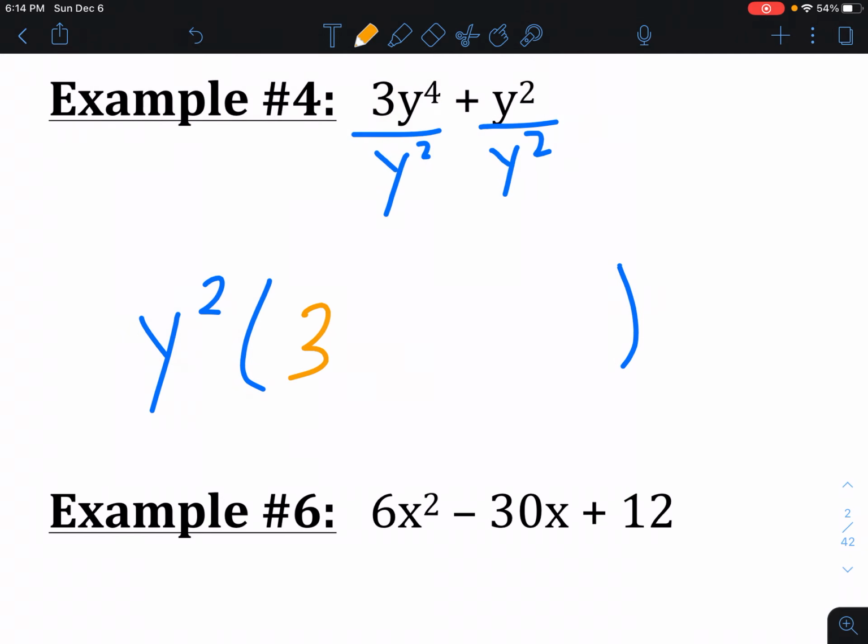All right, so what's left over in the parentheses? Carry down the 3. Y to the fourth divided by y to the second. Remember, we're subtracting the exponents. So y to the second. Carry down plus, and then these divide to get 1. The y squared over y squared.